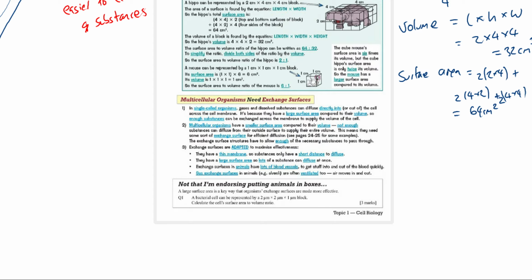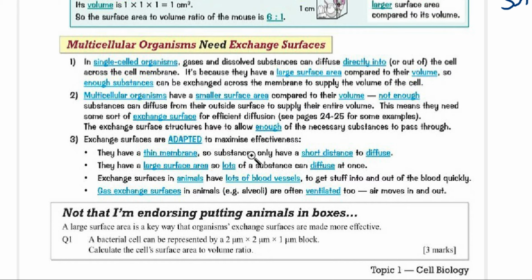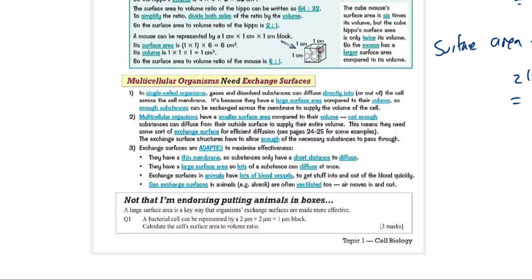The last thing then is looking at some of the calculations of this. So here we've got multicellular organisms, which essentially need exchange surfaces. In single-celled organisms, gases and dissolved substances can diffuse directly into or out of the cell membrane. This is because they have a large surface area compared to their volume, so enough substances can be exchanged across the membrane to supply the volume of the cell.